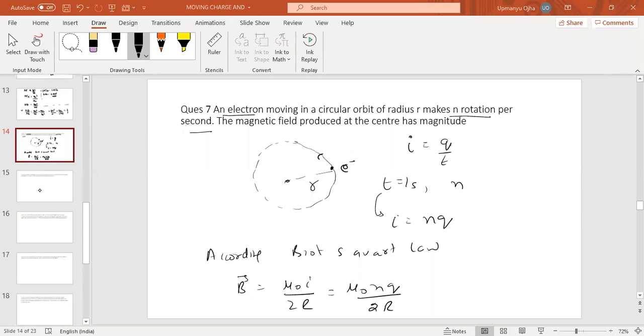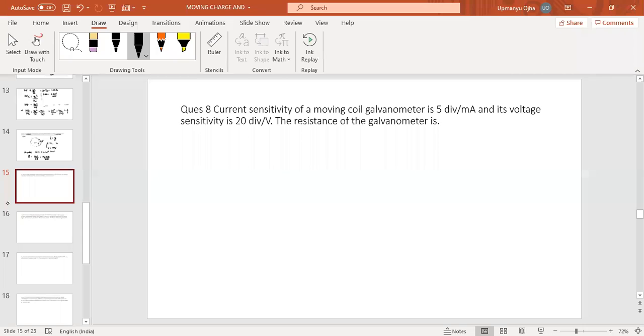Okay, the next problem. The current sensitivity of the moving coil galvanometer is 5 division per milliampere and its voltage sensitivity is 20 division per volt. Find the resistance of the galvanometer. Okay, fine. So that is the problem here.